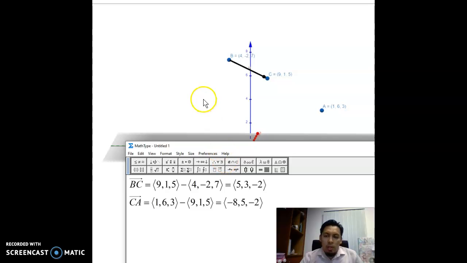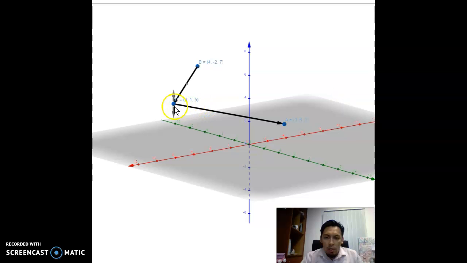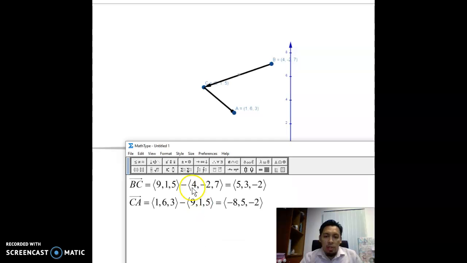And let's try to look at it graphically. Where is it actually? So vector CA should be at this point, right? It should be pointing from C to A. Okay, this is how it looks graphically, right? But again, you don't really need to draw it, right? What's important is this calculation, right?